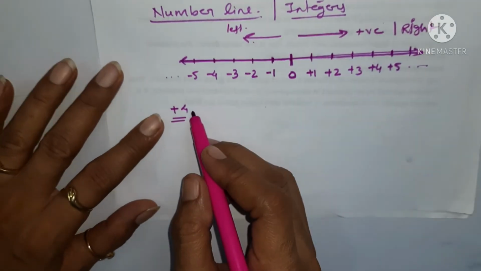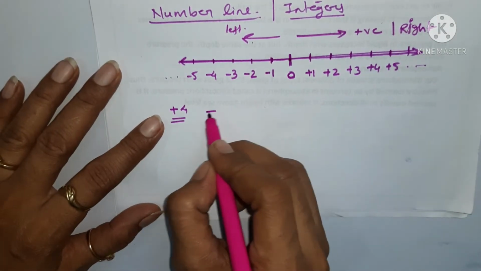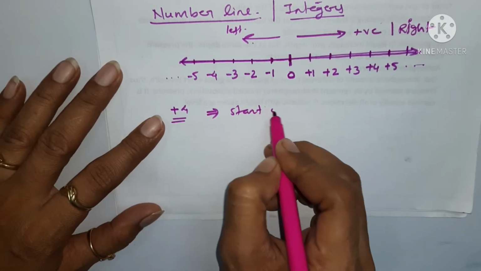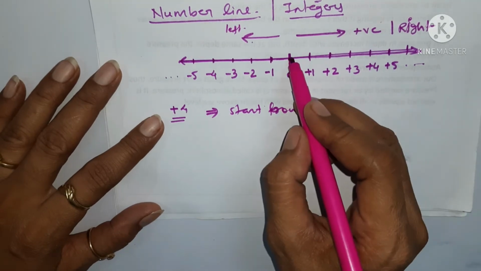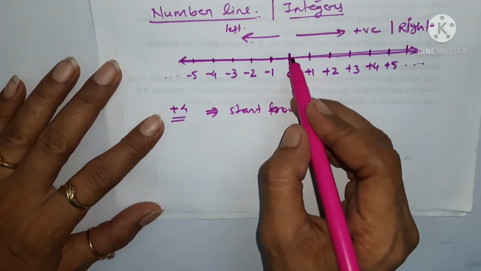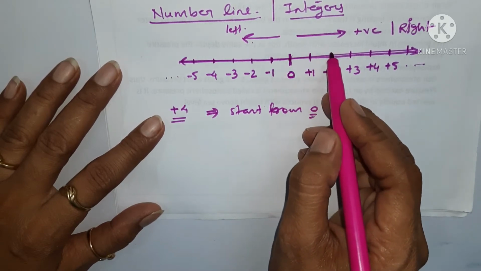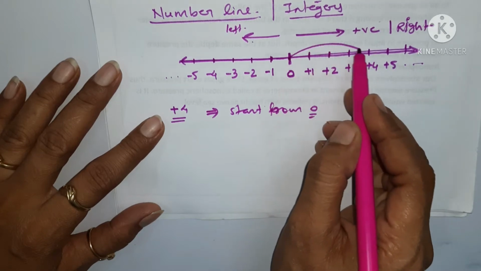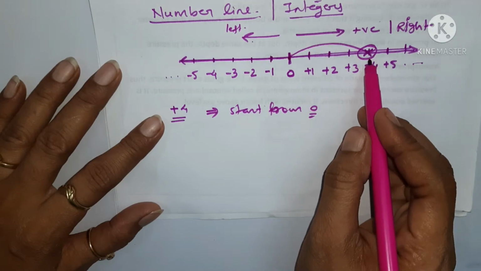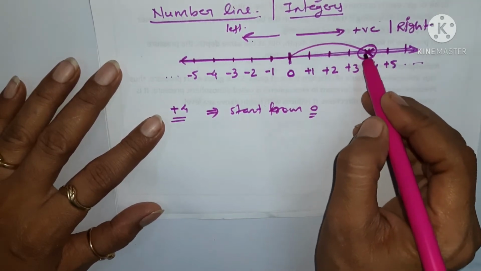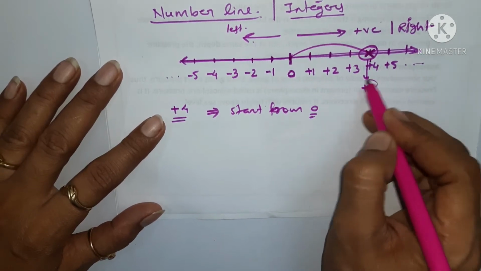Now if it is written +4, you will start from 0. Since it is given 4, you have to move 4 steps ahead. That means it will move from here to here, 1, 2, 3, and 4. So your presentation of 4 is at this point. You can just mark it by a cross and put a circle, and this is your +4.